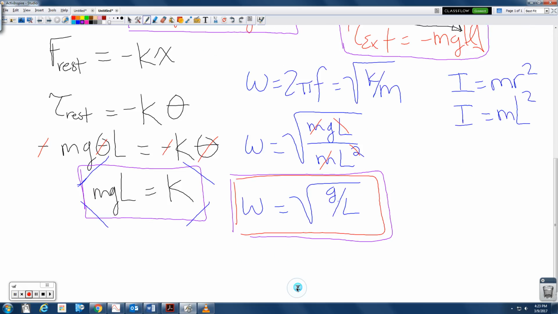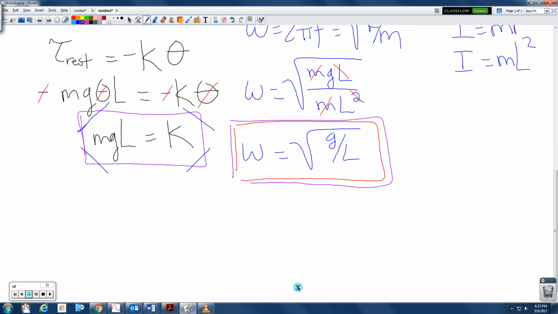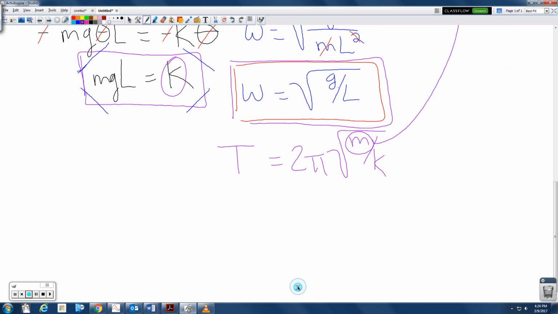Now we do a similar substitution for our period. Let's remind ourselves, what did we get for the period of the mass spring system? The period of the mass spring system we said was equal to 2 pi times the square root of m over k. Again, we need to substitute in our moment of inertia for the m and our value for k, the k we've found for the pendulum, to get what the period of the pendulum should be.